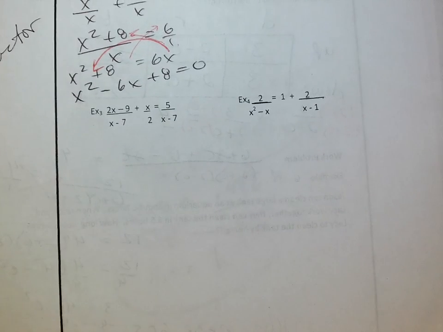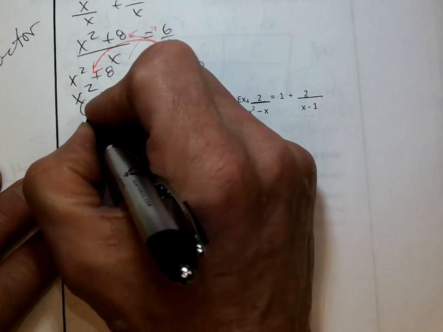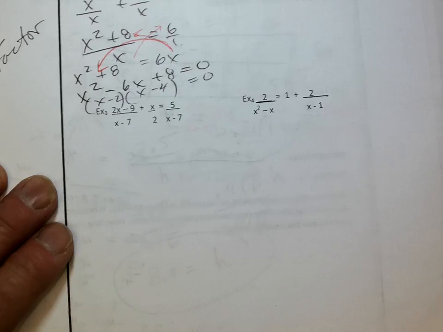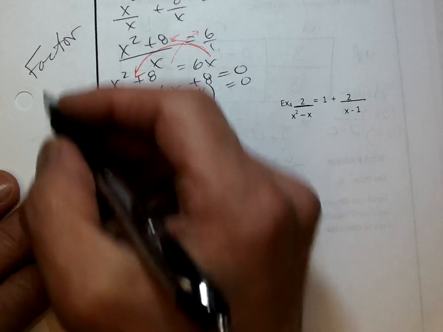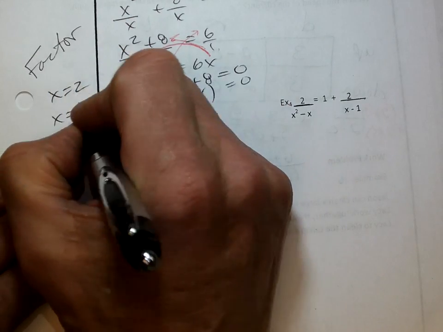Now what? Let's factor, right? Boom, boom, boom, boom. Running out of room, but x minus 2, x minus 4. You agree with that? And so then x will equal 2 and x will equal 4, okay?